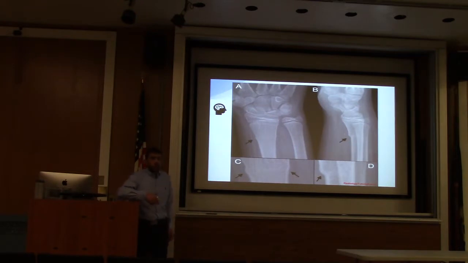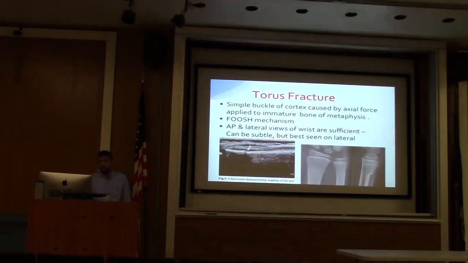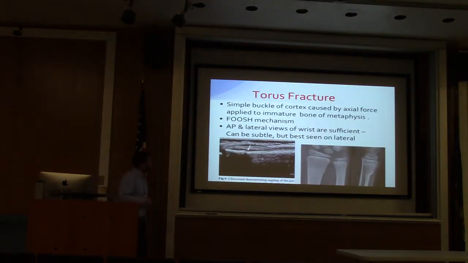So, what fracture is this? Greenstick fracture. Okay, it's a buckle fracture. As you see, sometimes you can miss it in the AP view. It's not very clear, but it's easy to catch on the lateral view. It's a simple buckle of the cortex of the bone.